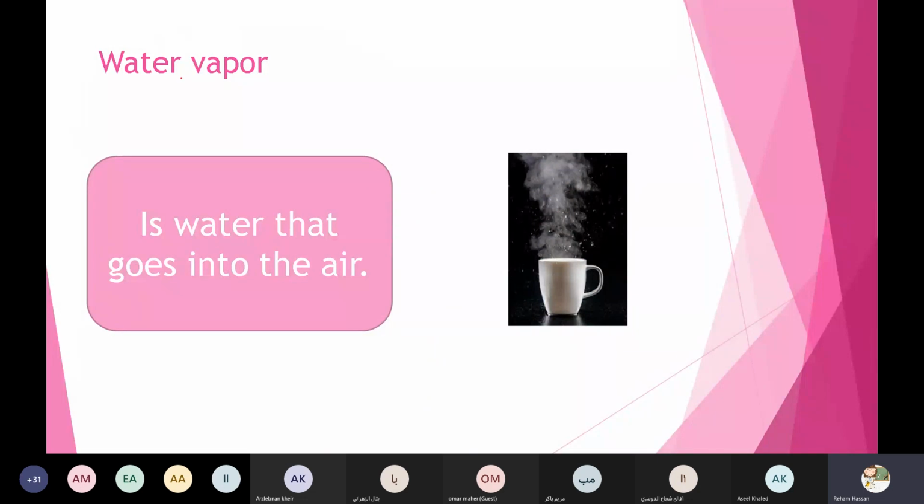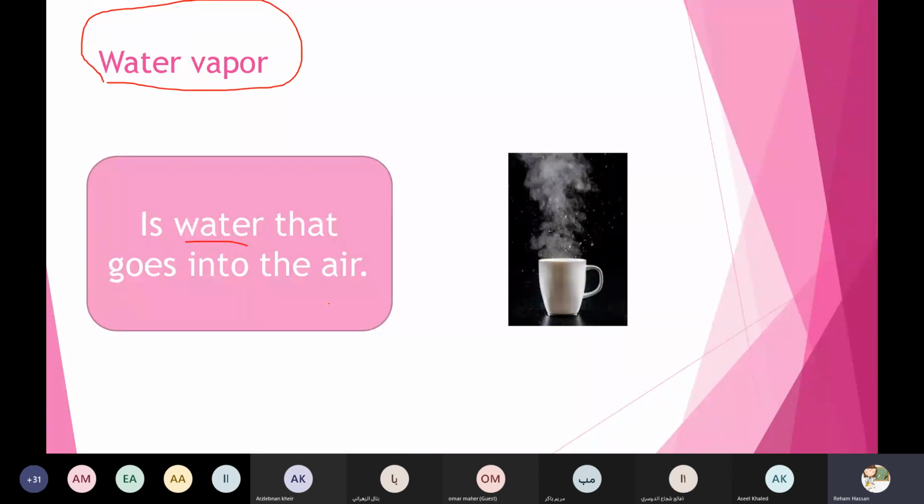So what is the water vapor? It is the water that goes into the air. It is the water that goes into the air and it is too small to see. So what is the water vapor? It is the water that goes into the air.